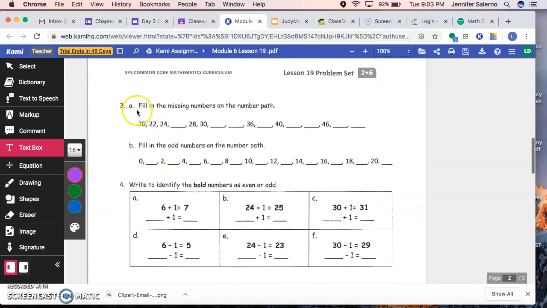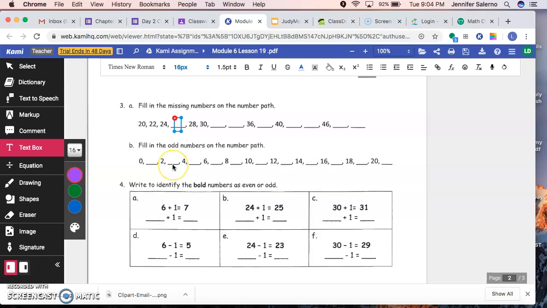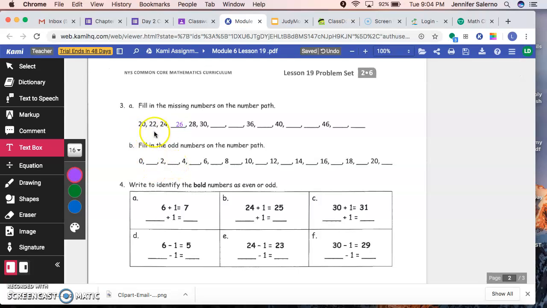Then number 3, again, is now you're going to be filling in the missing numbers on the number path. So it's again counting by 2s, 20, 22, 24. What would this one be? If you said 26, give yourself a kiss on the brain, okay? 28, 30, and then you're going to just keep filling in, okay?